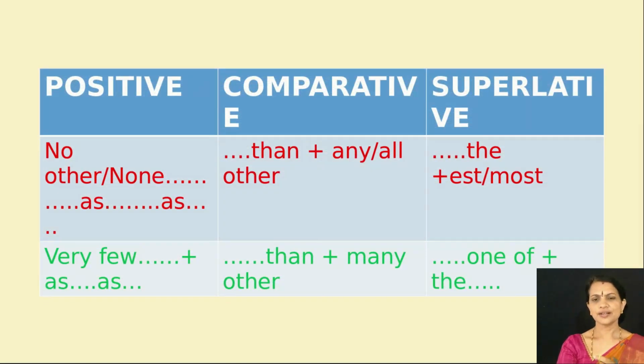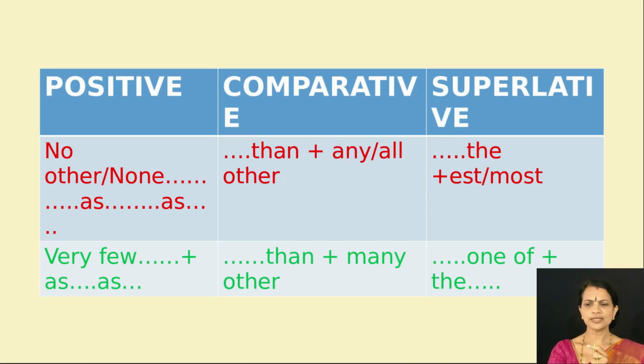Dear students, let's see the common rules in positive, comparative and superlative degree. First, in positive degree, we should use no other or none, has, dash dash, as. Here we have to introduce adjectives in between as and as. In rare cases, we have very few, dash dash plus as, adjective, as.